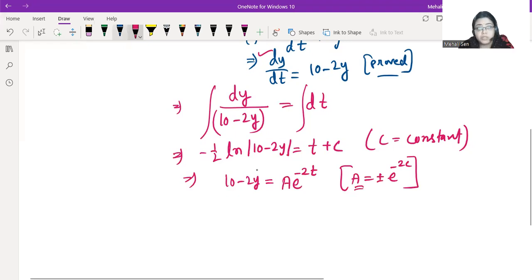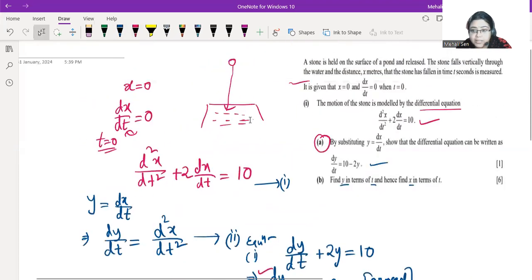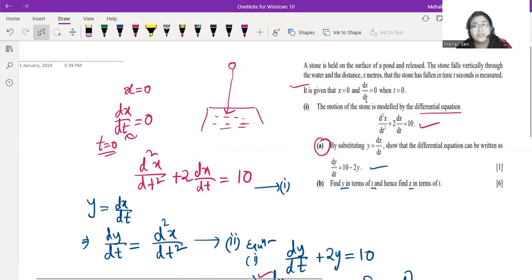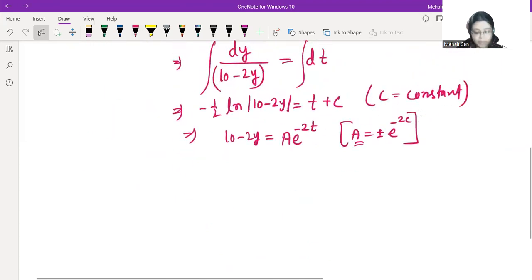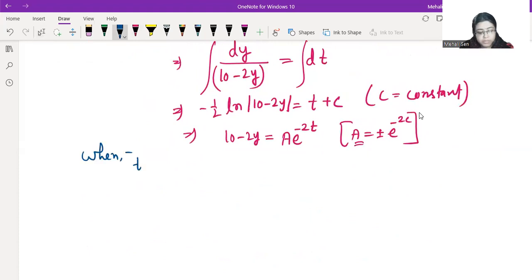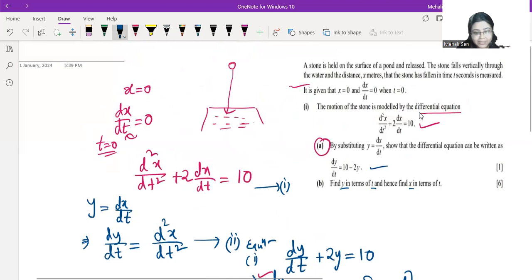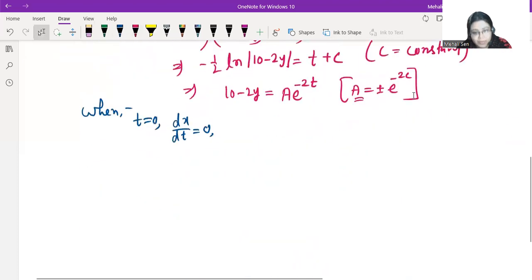Now we need to put in every condition. What are the conditions given? They are given that when x is equal to 0, dx/dt is equal to 0. So when t is equal to 0, dx/dt is 0. We already know that dx/dt is y, so from that we can also write y is 0.